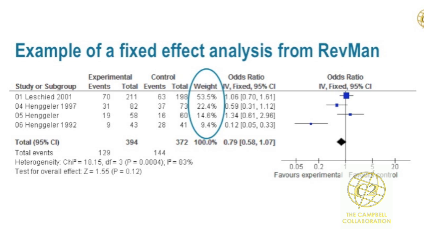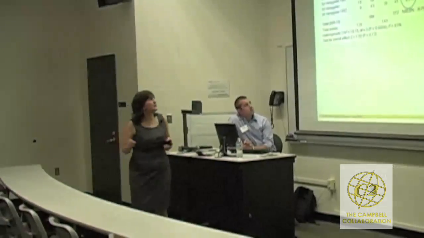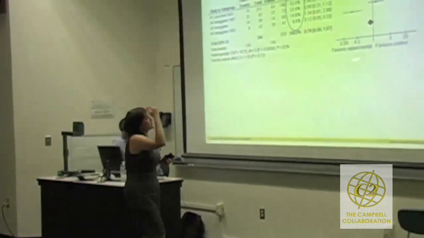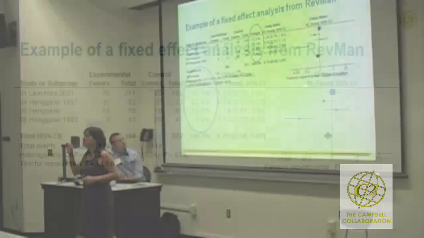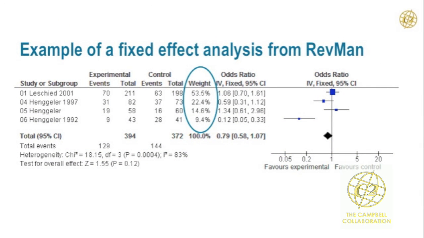This is a printout from RevMan. We have our forest plot here. And just to remind you, the blue squares are the effect size estimates for each study. The bars coming out of them are the confidence intervals. The size of the squares is proportional to the weight given to each of those effect sizes.